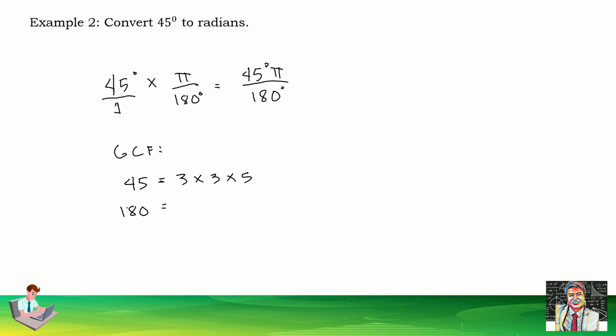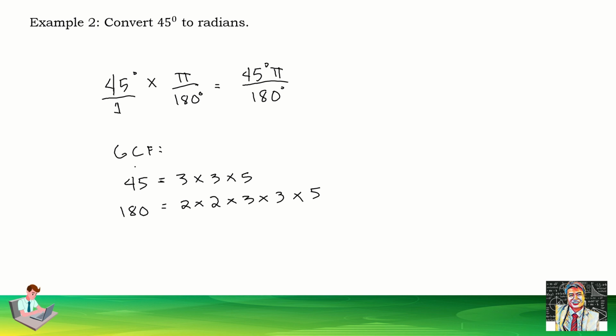So ngayon, how about 180? Isip tayo ng pinaka-lowest prime number na pwede, which is 2. Di ba? 180 divided by 2, that gives us 90. Tama? 90 is not a prime number, so isip ulit tayo ng lowest prime number, which is also 2. Tama? 90 divided by 2 gives us 45. And 45 is not a prime number, pero ito yun eh. So, therefore, ang factors niya is 3 times 3 times 5.